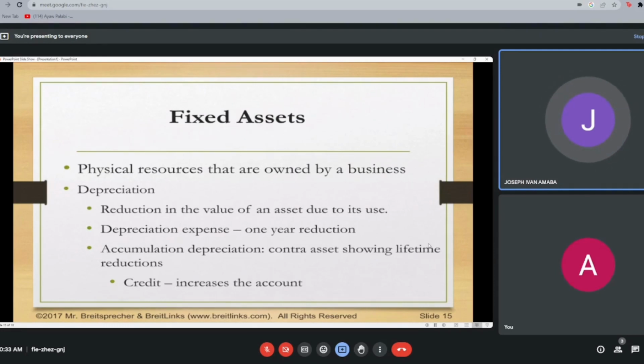Next is fixed assets. Physical resources that are owned by a business, and depreciation is a reduction in the value of an asset due to its use. Depreciation expense is the one year reduction. Accumulated depreciation is a contra asset showing lifetime reductions. And credit increases the account. Next.